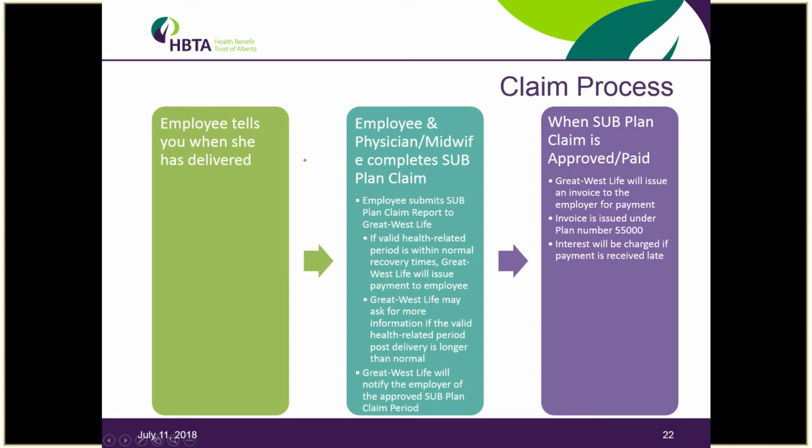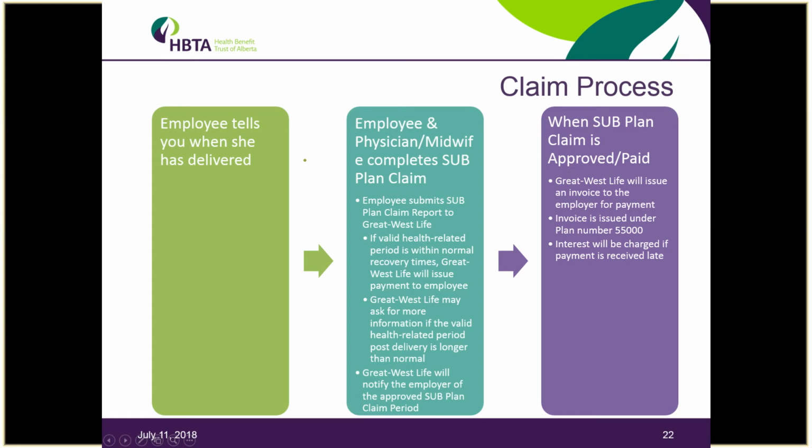If the valid health related period is within normal recovery times, Great West Life will just issue the payment to the employee. What we mean by normal recovery times is, if it's a vaginal birth, normally it's about 6 weeks. If it's a cesarean, normally it's about 8 weeks. There are some that are outside of that, but this is the norm.